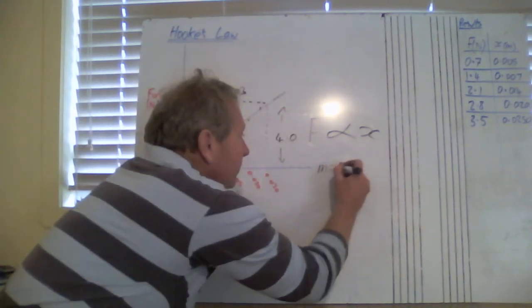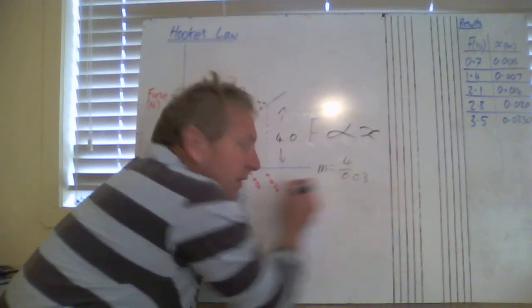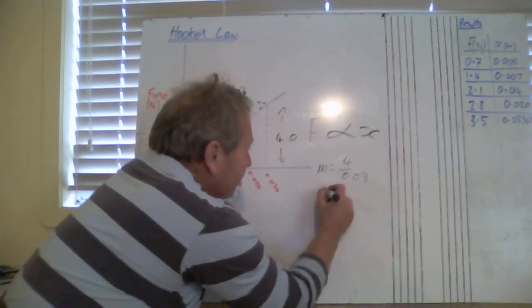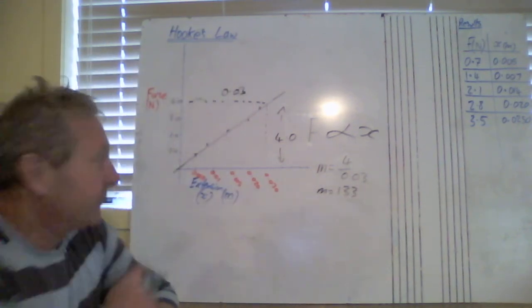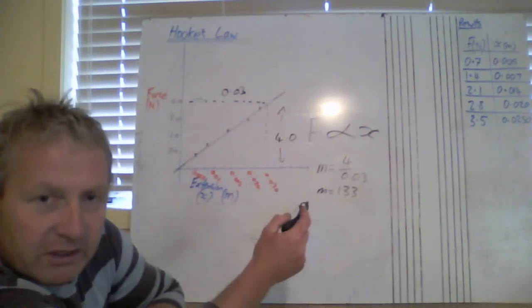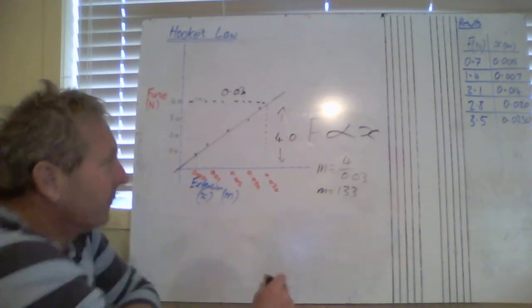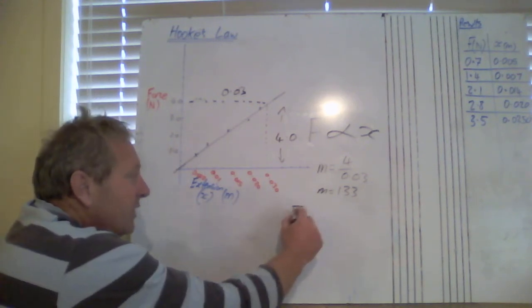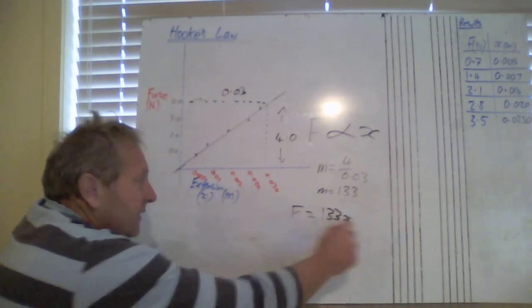M equals rise over run, 4 over 0.03. M equals 133. Easy. You're going to be more accurate than that, so if it doesn't work out the same as mine, it's because you've got proper graph paper. The equation then is F equals 133x.